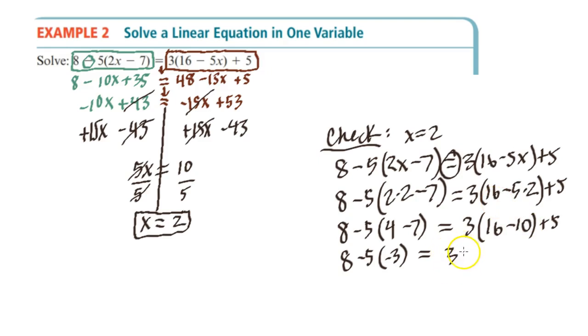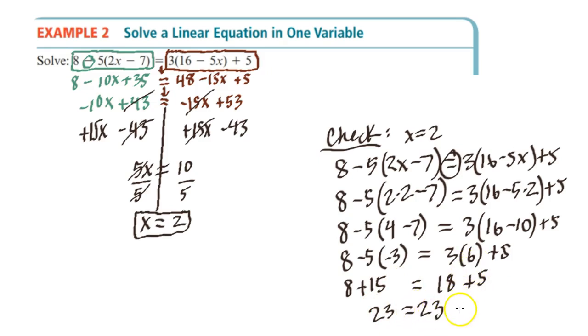So that's 3 times 6 plus 5. Negative 5 times negative 3 is 15. So it's 8 plus 15, positive 15, equals 3 times 6 is 18, plus 5. And then, as you can see, this will give us 23 on both sides of the equation. So check.